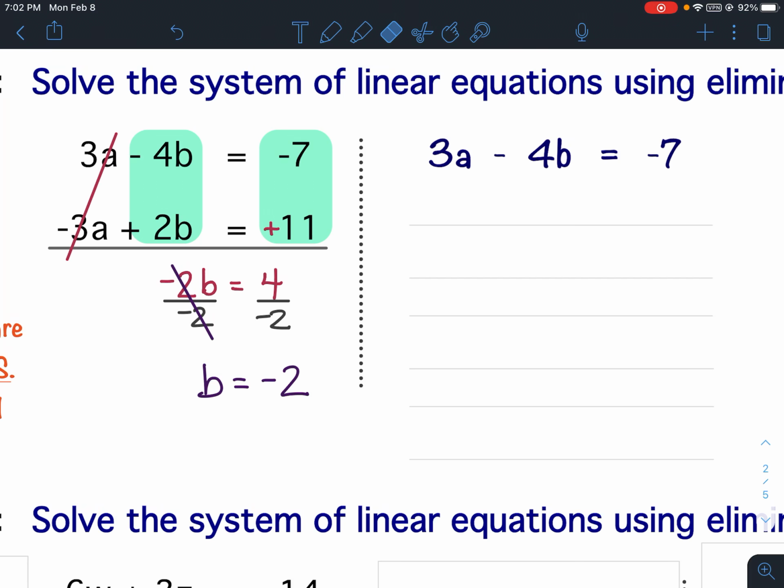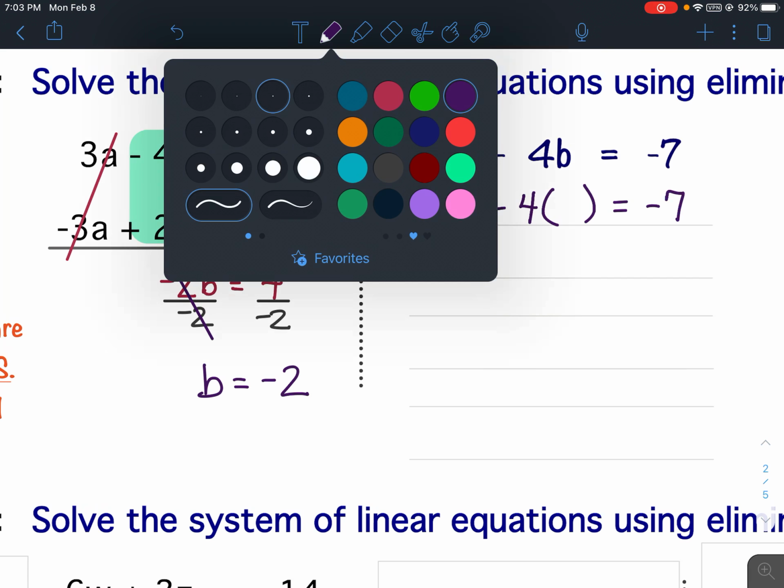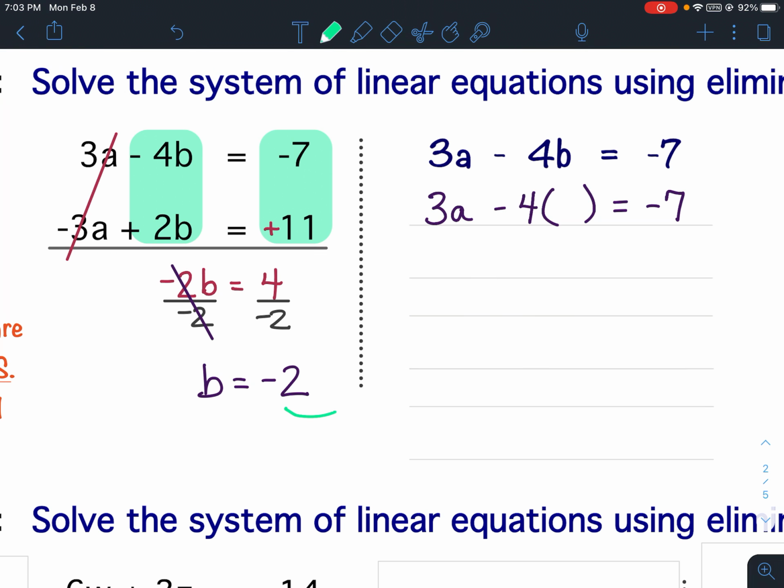Since we solved for b here, that's going to go in for the b in this equation. So wherever I see the b, that's where I'm going to put parentheses. So I've got 3a minus 4, and then the parentheses, equals negative 7, because this negative 2 is going to substitute in for the b.